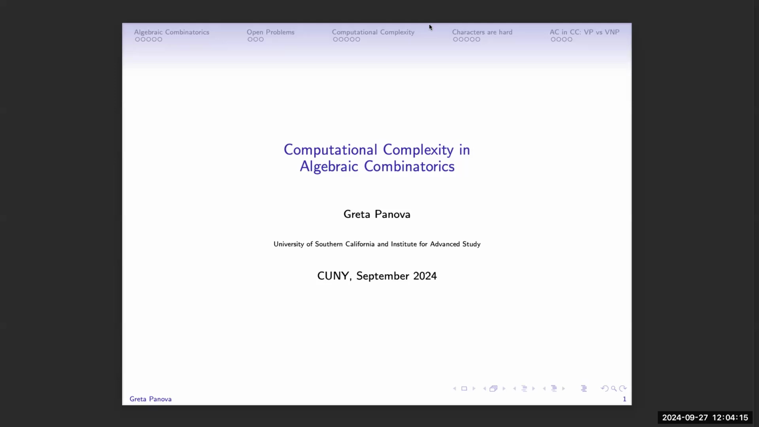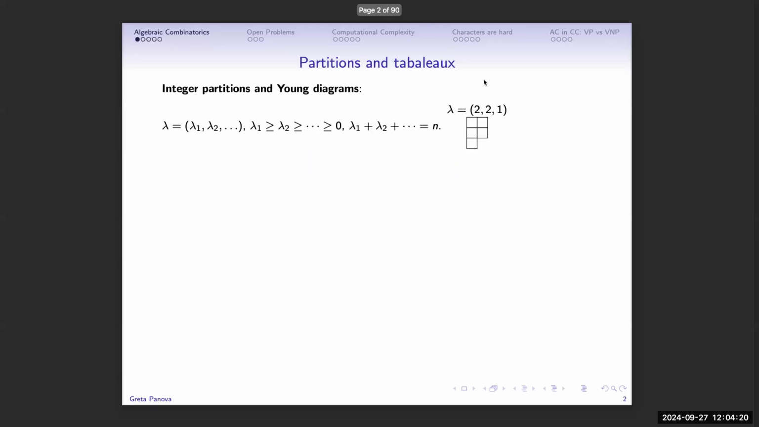Now it is showing. Okay. So first we start with some basic discrete objects. One of them is integer partitions. They're just non-negative sequences of integers, weakly decreasing, which sum up to a given number. So a partition of n. In this case here we have a partition of 5, and we present it as a stack of boxes. This is what's called a Young diagram.